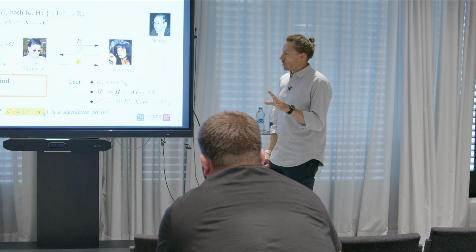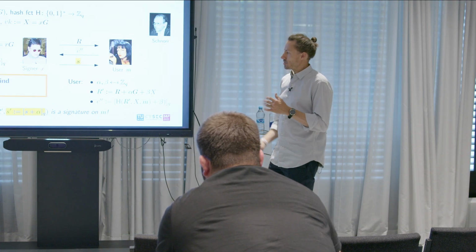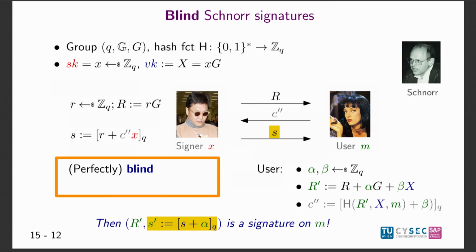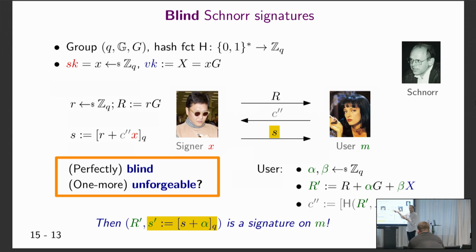So blindness is not too hard to see, because you can actually show that the signer doesn't get any information, because it just sees random elements. The more interesting property is one-more unforgeability, right? Because the signer does things to elements he doesn't have any control over, so it's not clear whether this is unforgeable, and I'll come back to this.